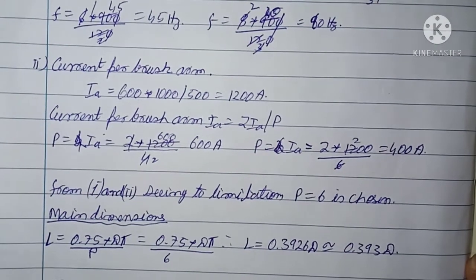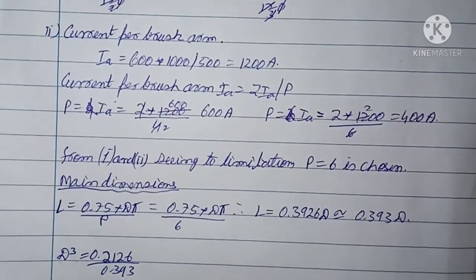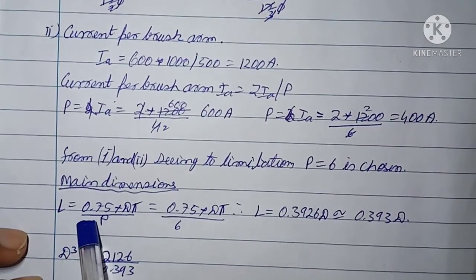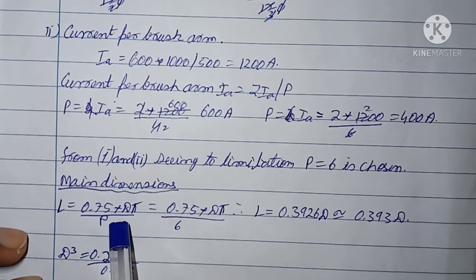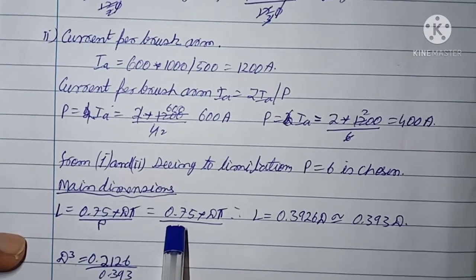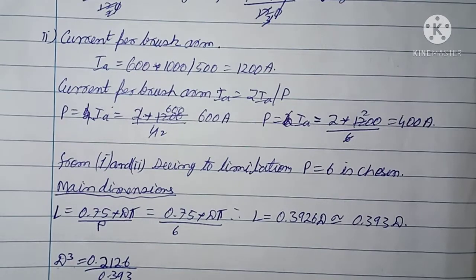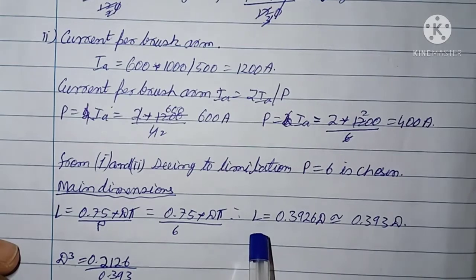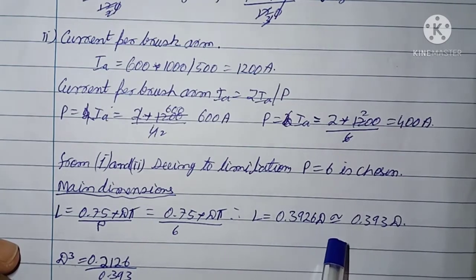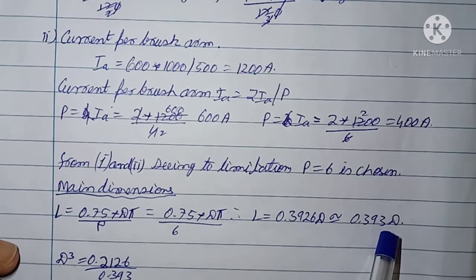Now we'll go for the main dimension calculations. Again we have L equal to 0.7 pi d by P, where the ratio of pole arc to pole pitch is given as 0.75, so L equals 0.75 into pi into d by 6. From this we get the equation for L in terms of d as 0.393 d.